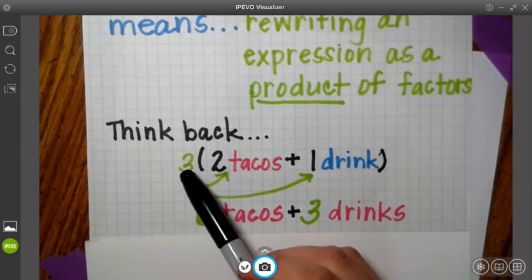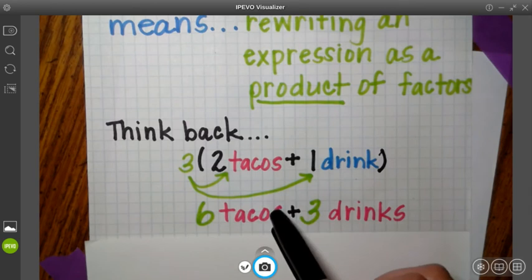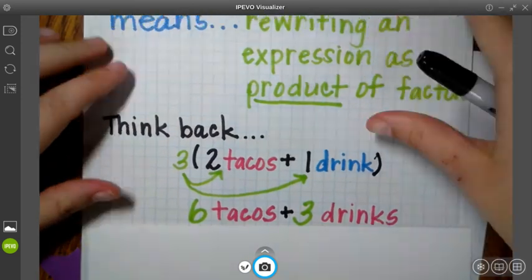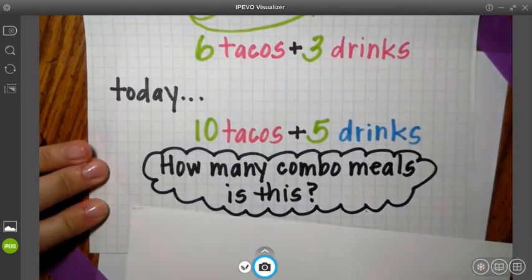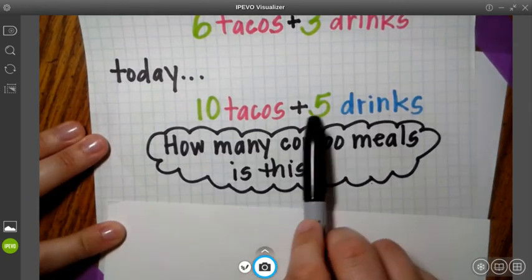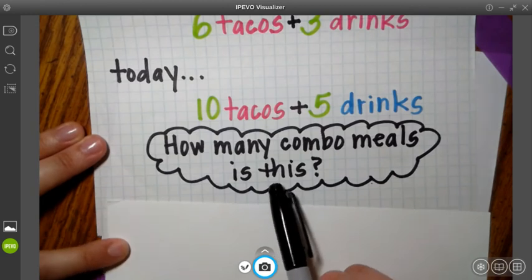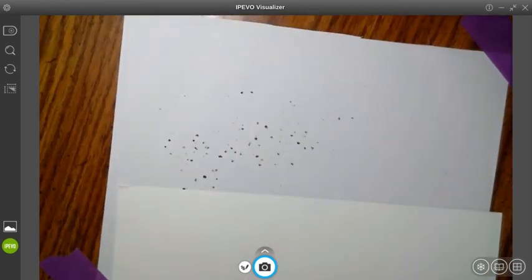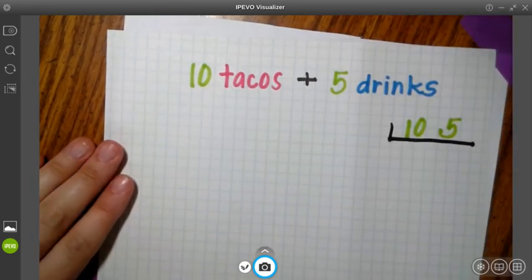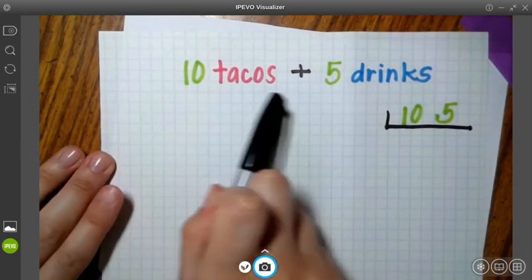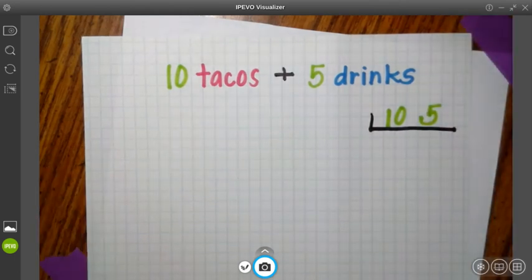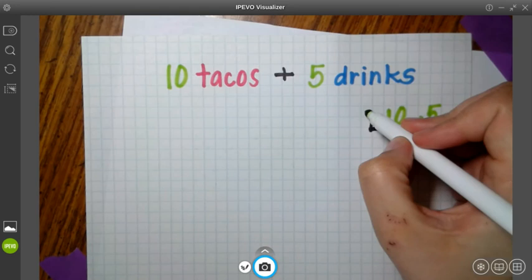So instead of distributing the factor, we're actually going to take out a factor and see what's left in parentheses. So, for example, today we're thinking, well, what if I was handed 10 tacos and 5 drinks? How many combo meals is this? In order to solve this problem, we're going to use the GCF. Again, you have 10 tacos in the bag and you have 5 drinks. Well, 10 and 5, the greatest common factor of both of them I can think is 5.